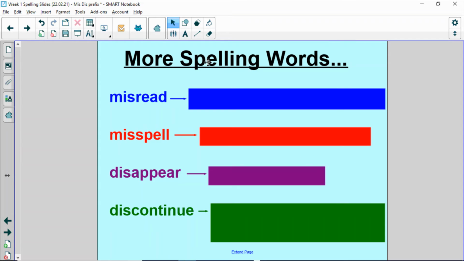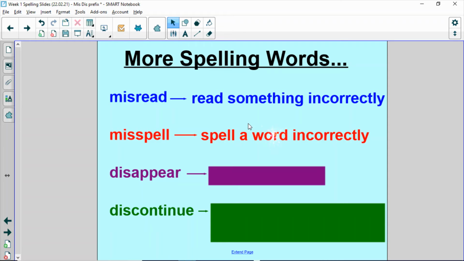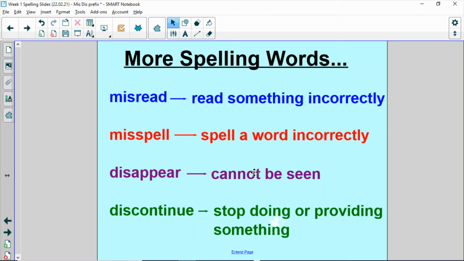We're going to look at some more spelling words that we've got for this week using the M-I-S or the D-I-S. So let's look at our first one. The first one says misread. And misread means when you read something incorrectly. Misspell means when you spell a word incorrectly or wrong. Disappear means when you cannot be seen. And finally, discontinue means when you stop doing something or providing something.